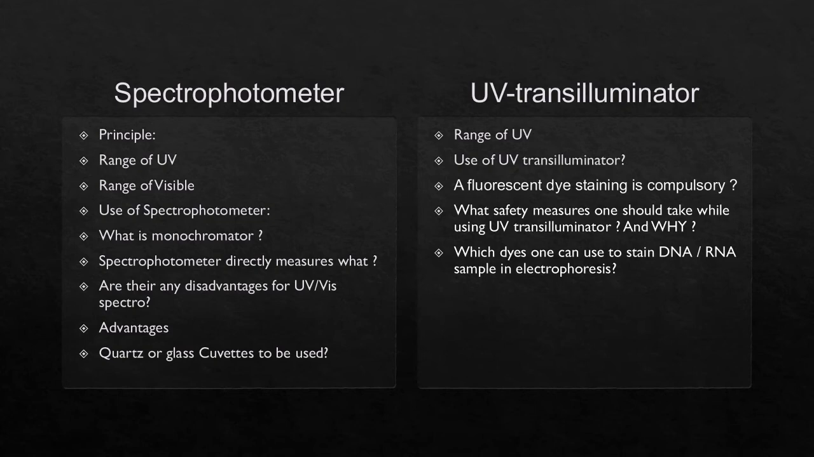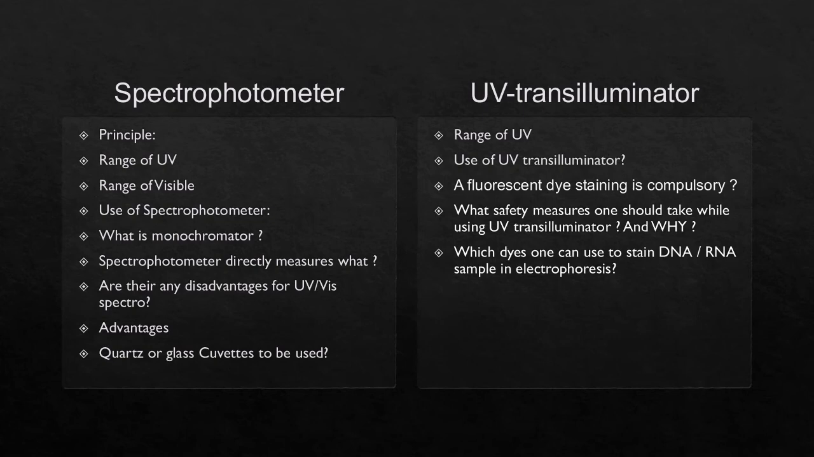Even this depends on your sample, so you should know. If you are working regularly with spectrophotometer, then you should know which cuvettes to be used when. So this is about spectrophotometer. And next, and last, that is UV transilluminator. This is actually related to electrophoresis, because we use UV transilluminator to visualize your results after doing staining, correct?